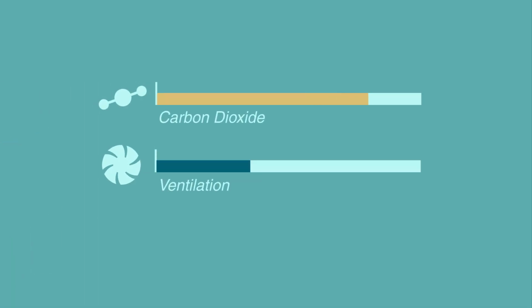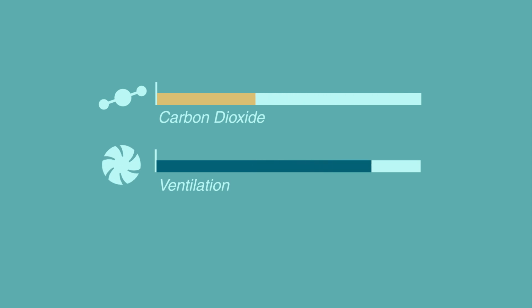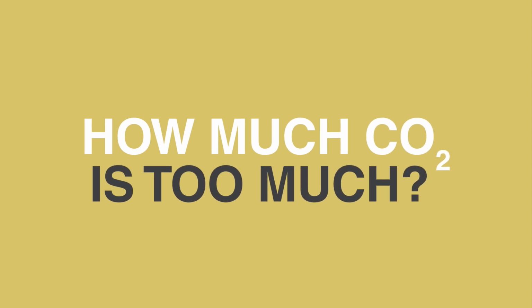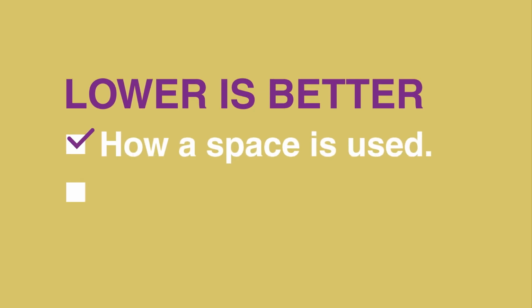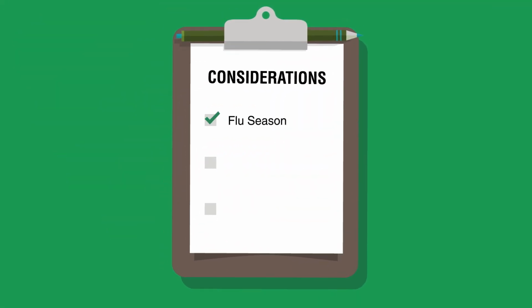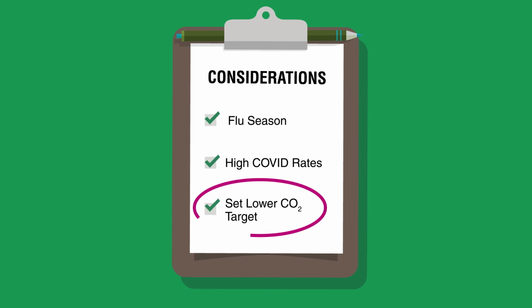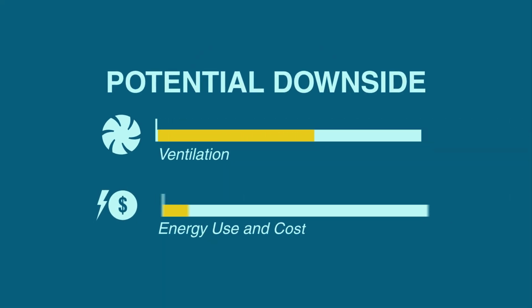So, if we measure high amounts of CO2 in a space, we should investigate the reasons why, and then take corrective actions like increasing ventilation. How much CO2 is too much? In general, lower is better, but there's no one-size-fits-all number. The choice will depend on things like how a space is used and how many people are in it. We can also consider whether it's flu season, or if local COVID-19 rates are high, in which case we would want to set a lower CO2 target. A potential downside of providing more ventilation than is needed is that it sometimes increases energy use and costs.